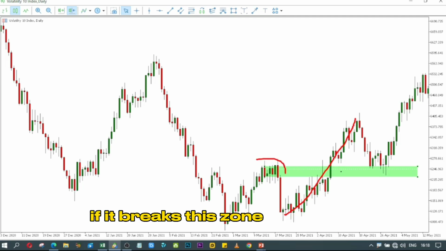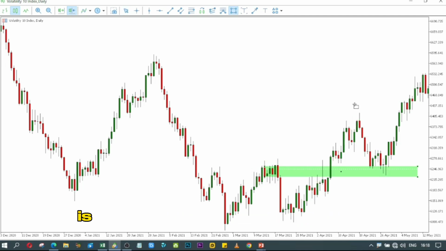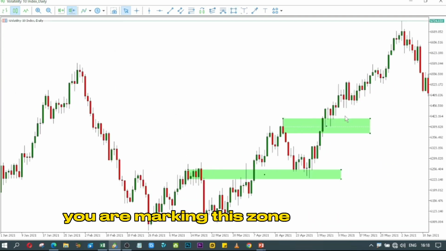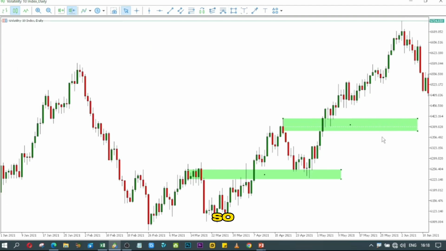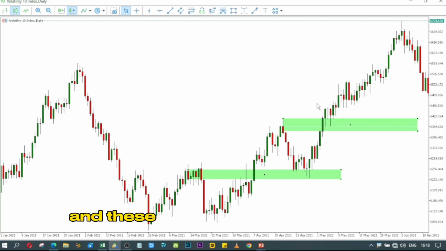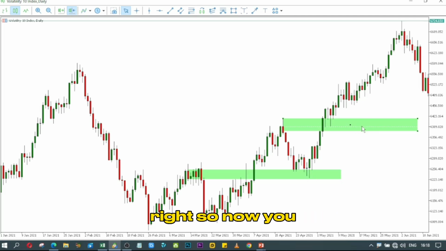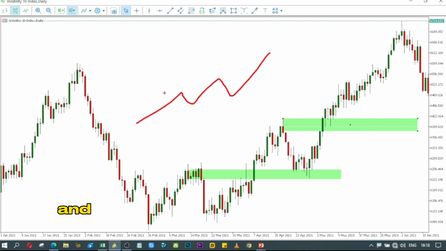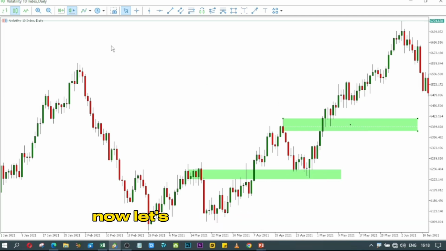If it breaks this zone here and makes another pullback, what you want to do is mark this zone right here. So you are marking these zones. These are the zones that we call the optimum trading zones, and these are the most likely points for you to place your trade, right? So now you have the conditions. You have your market in an uptrend, and you have marked your key zones. Just like here, right? So now let's move on to the entry.